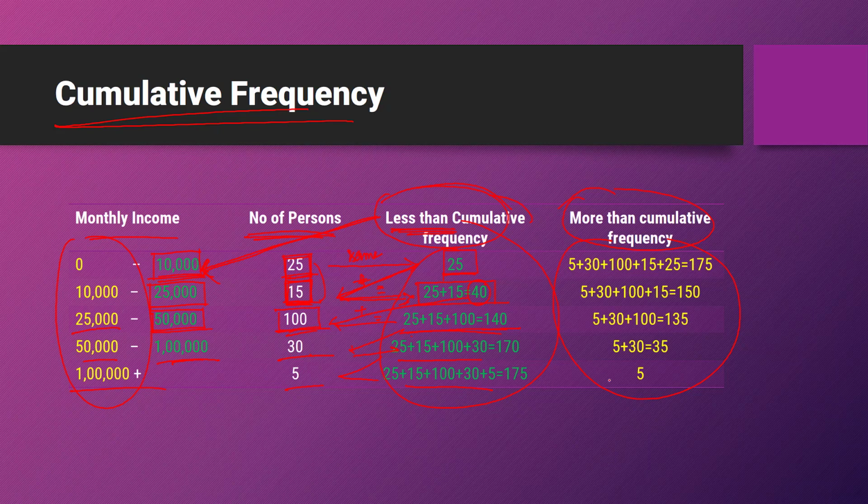For greater than cumulative frequency, the easiest way to calculate it is going from bottom to top. You write the first value the same, that means 5 is 5, then you go diagonally up, add the value, and write it here. That means 5, 35, 135, 150, 175. Okay, so this is how we calculate cumulative frequency.